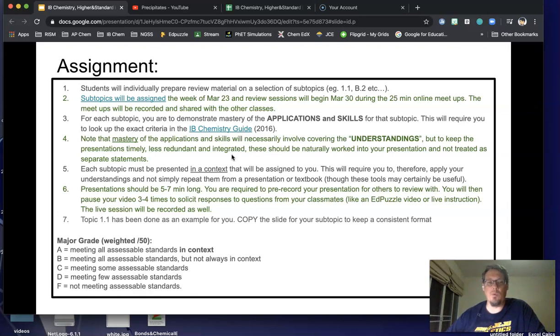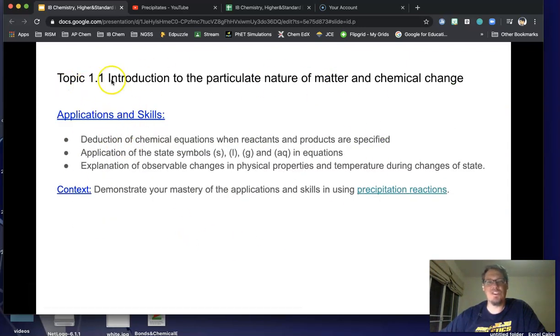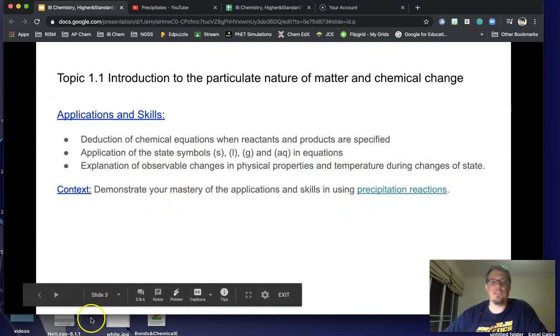All right, topic 1.1 is what I'm going to go through with you right now. Okay, so let's look at the next slide. What you're going to do is make a copy of this slide here and just change the information. The topic 1.1 is Introduction to the Particulate Nature of Matter and Chemical Change. There are 3 applications and skills: deduction of chemical equations when reactants and products are specified, application of the state symbols S, L, G, and AQ in equations, and explanation of observable changes in physical properties and temperature during changes of state. So our context here that we've chosen is to look at some precipitation reactions.